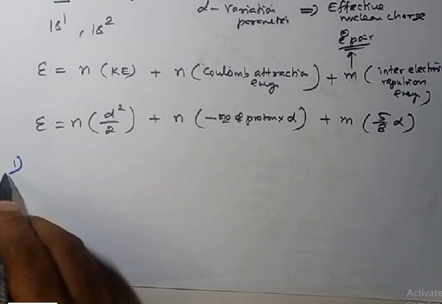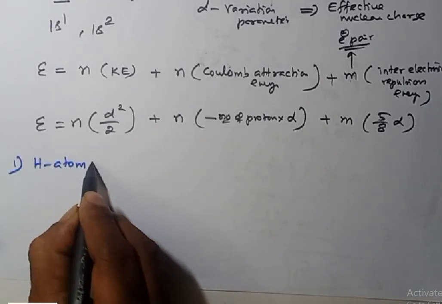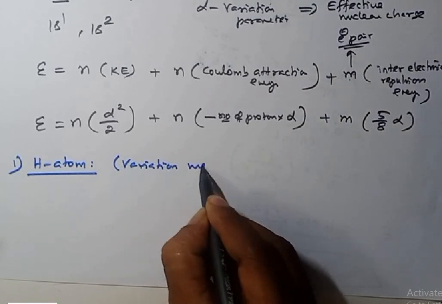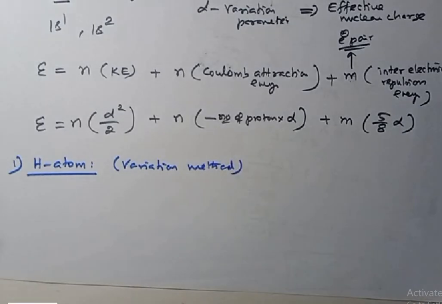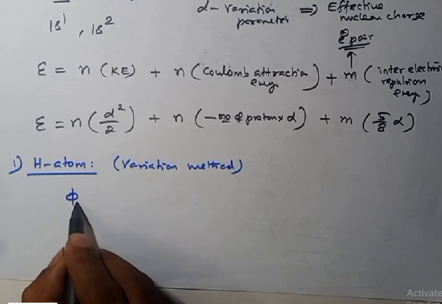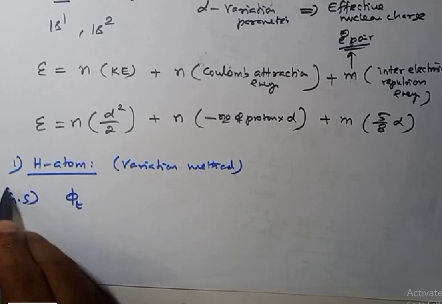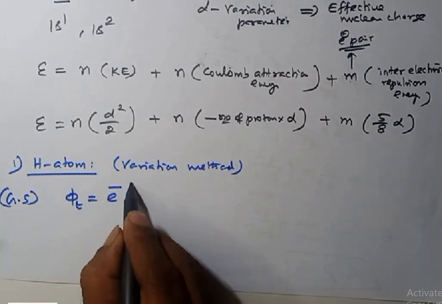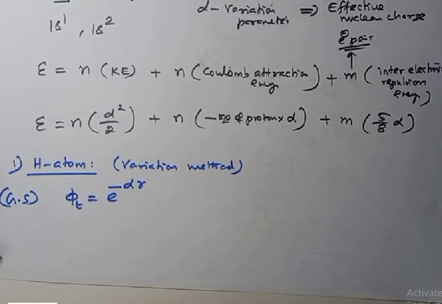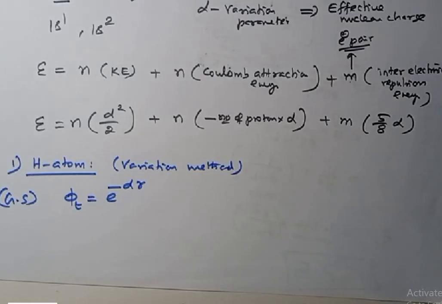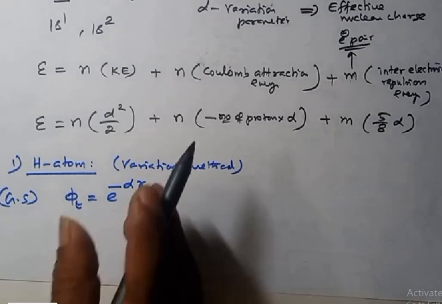So suppose I take the hydrogen atom. Now I'm going to apply the variation method to the hydrogen atom and find the ground state energy. Listen, what is the first step? The trial wave function for the ground state. Let me guess a trial wave function like this: psi t is equal to e power minus alpha into r. Don't worry about the normalization constant. When you normalize, it will come automatically. Alpha is nothing but the variation parameter.